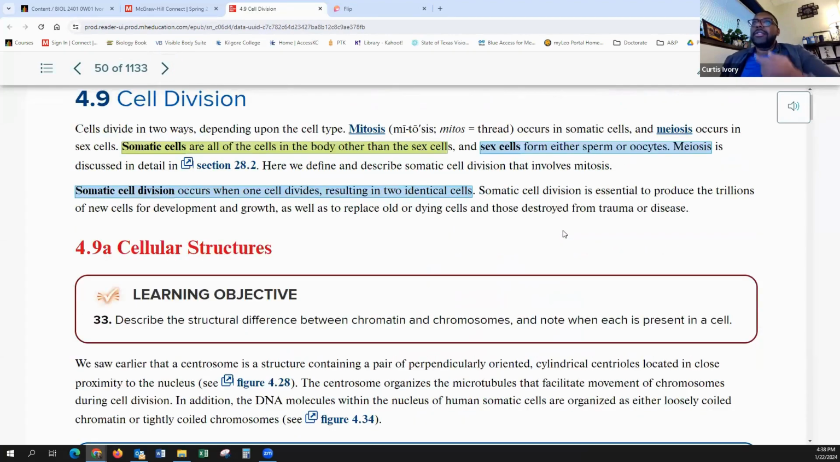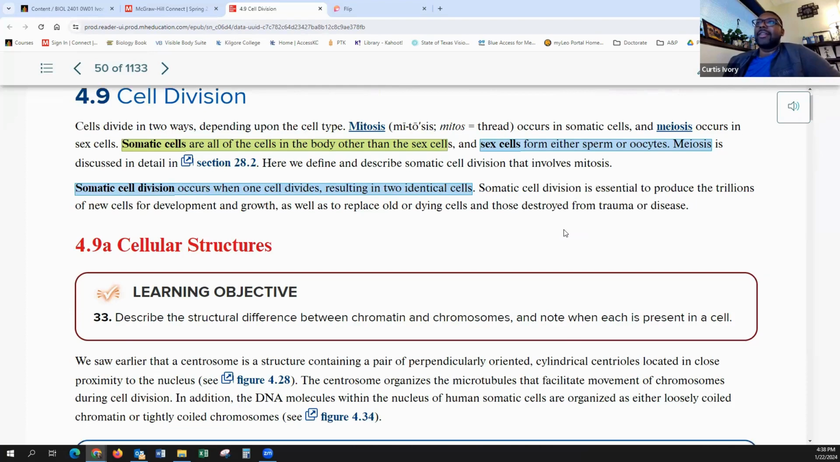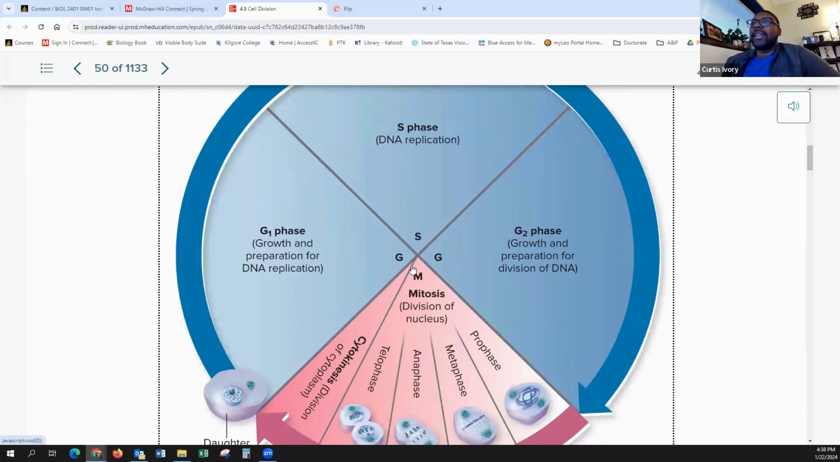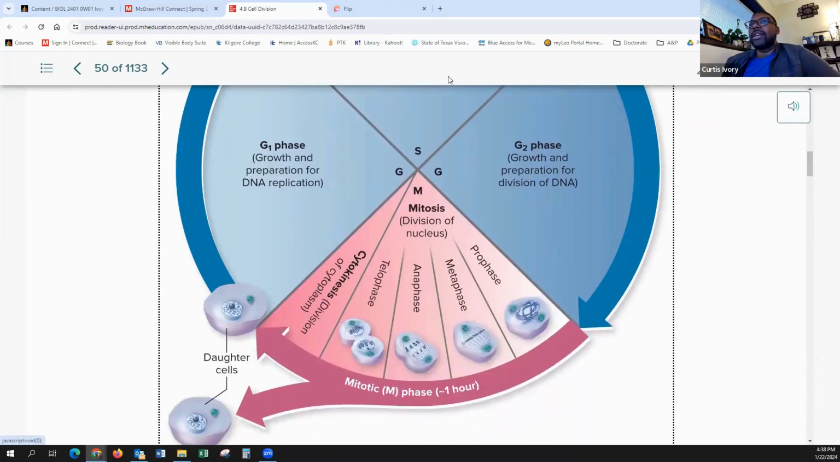So in cell division, if you remember mitosis, if you remember the cell phases, which is PMAT, which is prophase, metaphase, anaphase, and telophase, which we can see right here, that is actually the M phase in the whole cell cycle.